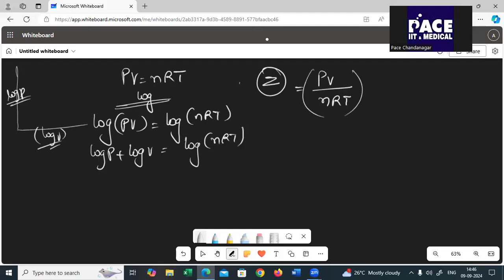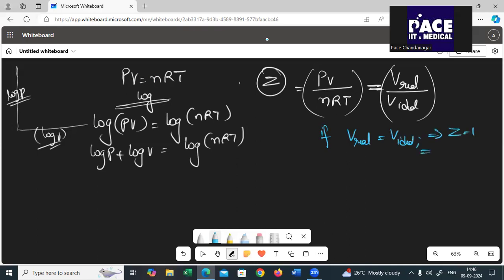Also, Z is V real by V ideal: how much volume is your real gas occupying compared to the volume the ideal gas occupies. Now, case 1: if volume real is equal to volume ideal, this implies Z is equal to 1, which implies PV is equal to nRT. That is your ideal gas case, the ideal gas equation.